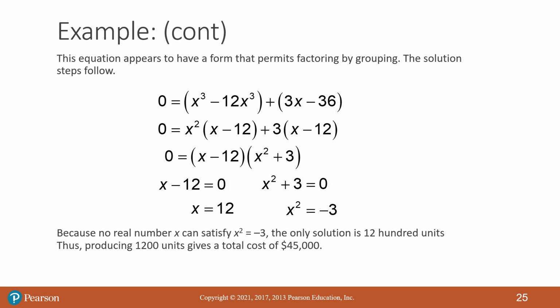Because no real number x can satisfy x squared equals negative 3, the only solution is 1200 units. Thus, producing 1200 units gives a total cost of $45,000. This being our actual solution, or if written in words, just 1200.